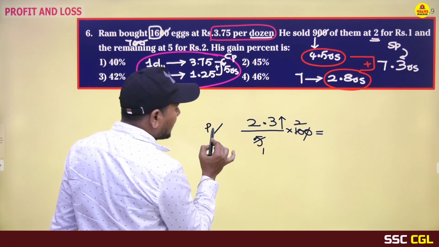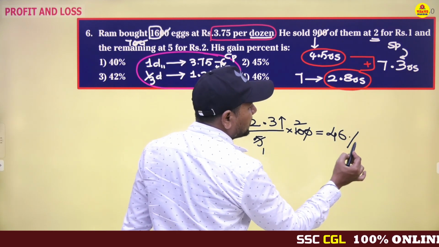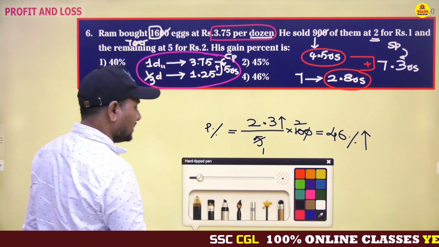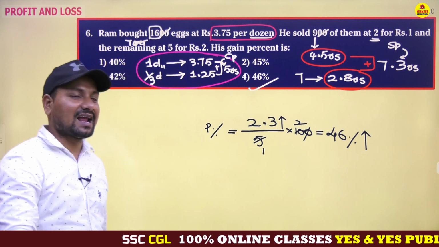Now you are going to calculate the profit percentage. 23 twos are 46. That is equal to what percentage profit? 46% is the profit. 46% profit means which option is right? Option 4. Option 4 is the right answer.